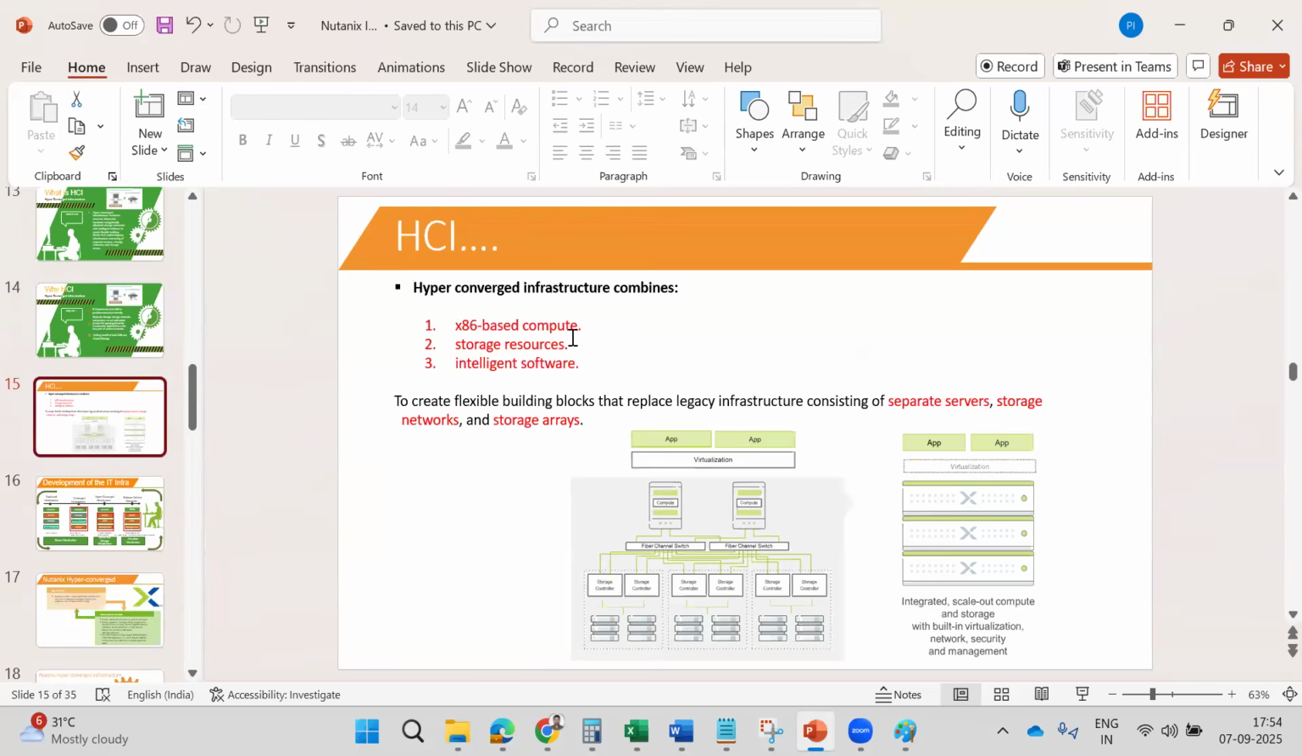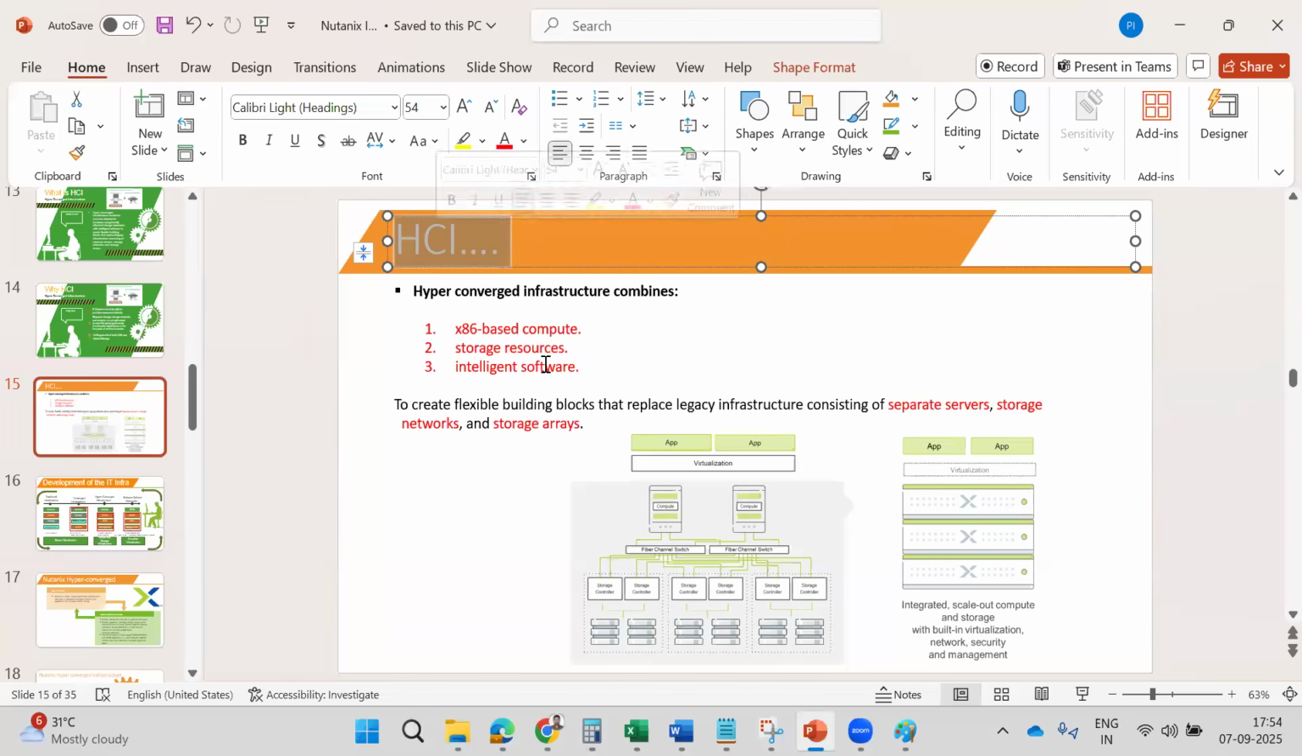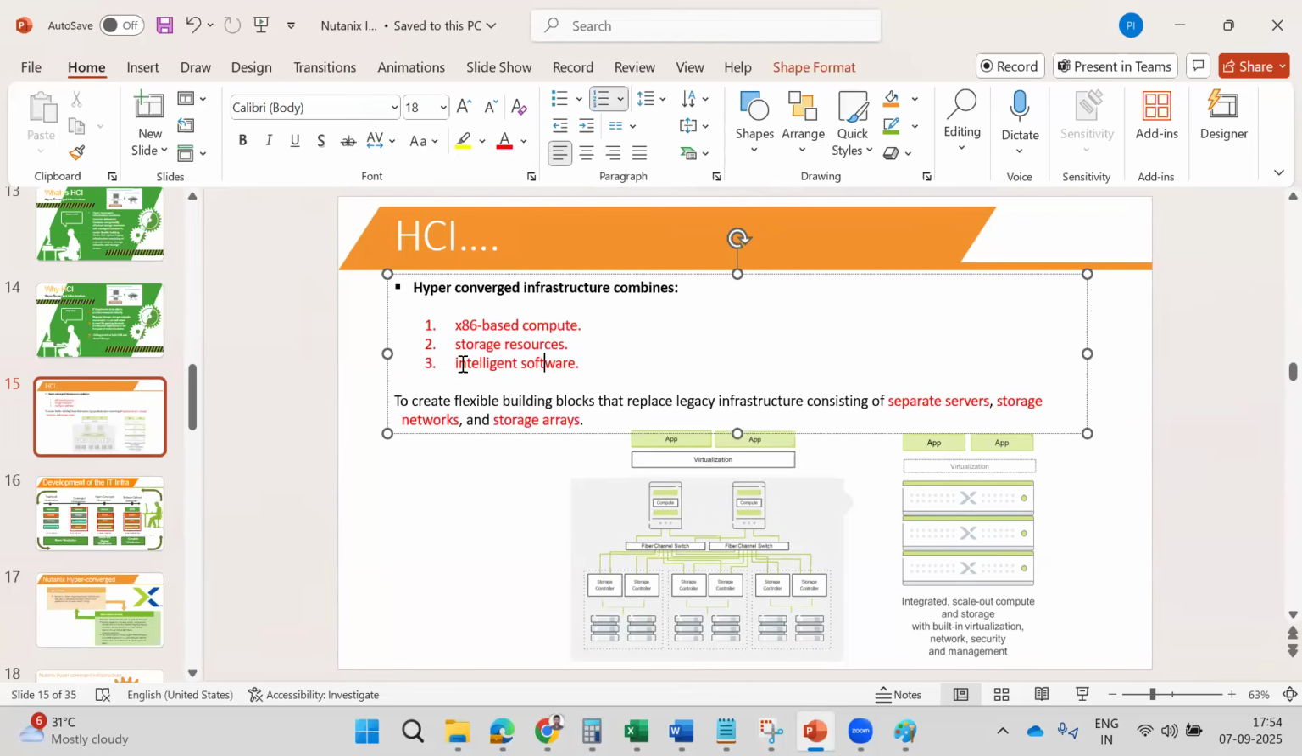So HCI: x86 based compute, storage resource, and intelligent software. As I already said, I can get x86 compute from any vendor without any requirement. Storage resource I can get from any vendor, but intelligent software, this is where I'll decide who is my HCI vendor. There are a lot of companies in the market who sell this intelligent software, and those companies are HCI companies. Since Nutanix sells this, Nutanix is also an HCI company. But one change here, Nutanix is not selling. Nutanix is giving it for free, free of cost.